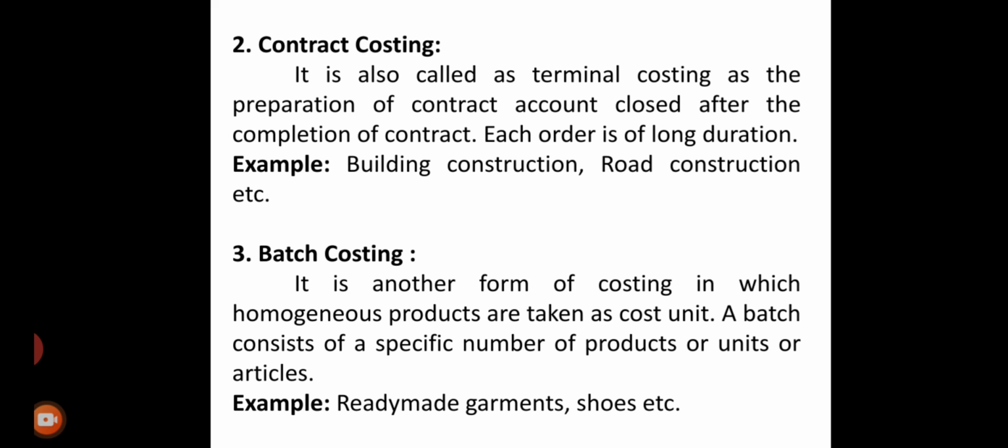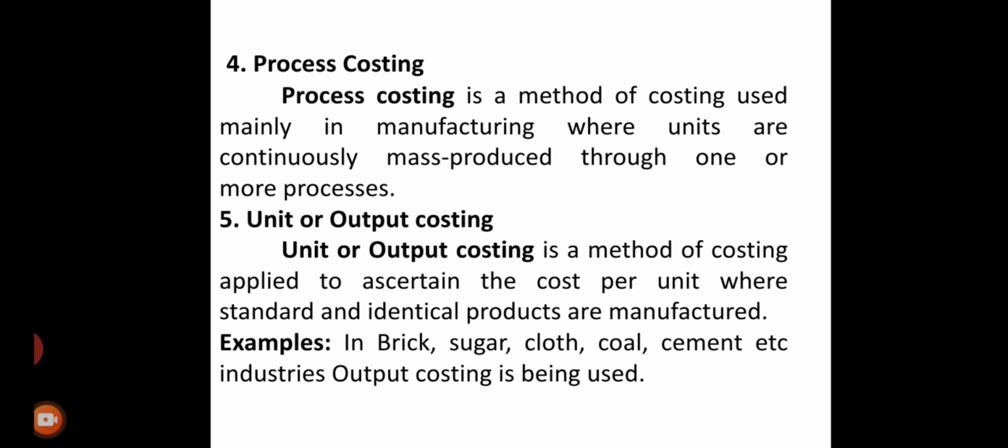Batch costing. It is another form of costing in which homogeneous products are taken as a unit. A batch consists of a specific number of products or units or articles. For example, ready-made garments, shoes, etc. In batch costing, identical products are produced on a larger scale, and costing is done batch-wise. Even though ready-made garments are different, first, what is the cost of production of cotton? Then silk, then trousers, then saris, etc. Costing is done.